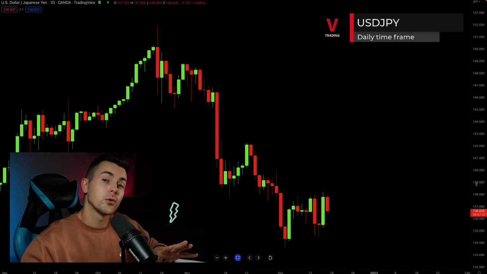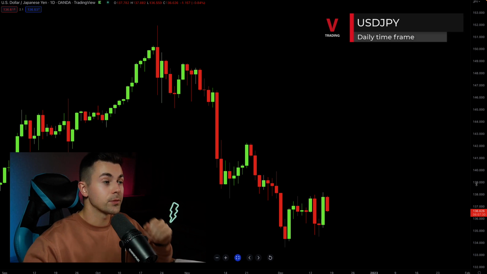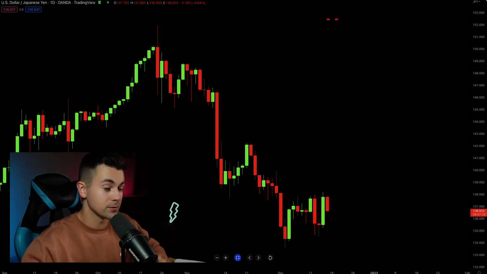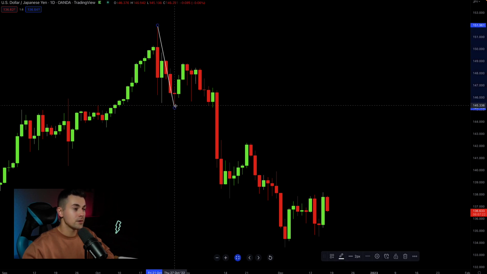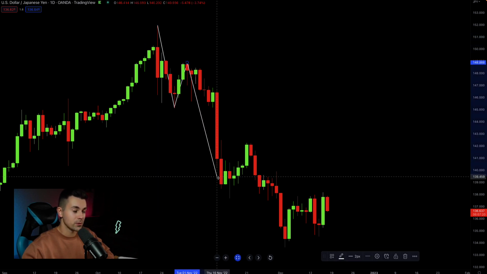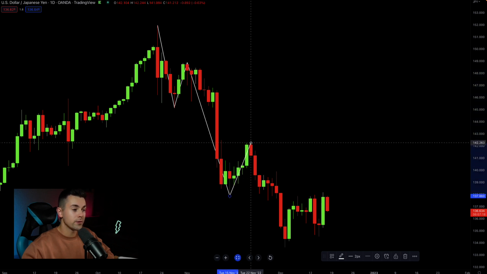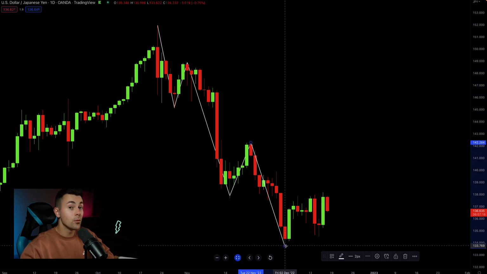I want to start our analysis with the dollar yen pair. We are on a daily time frame, and first, let's execute the trend analysis. Analyzing the price action here on a daily, we can see that the market is trading in a bearish trend. From the end of October, the market keeps setting lower lows and lower highs.